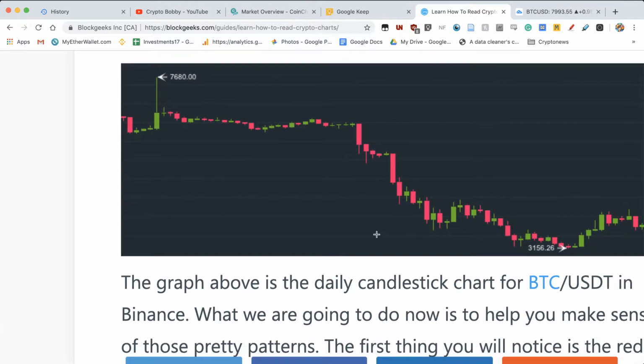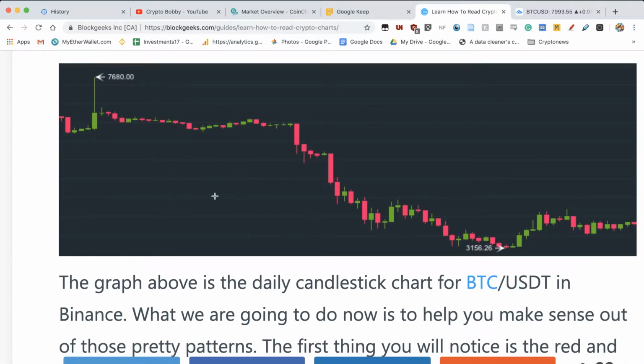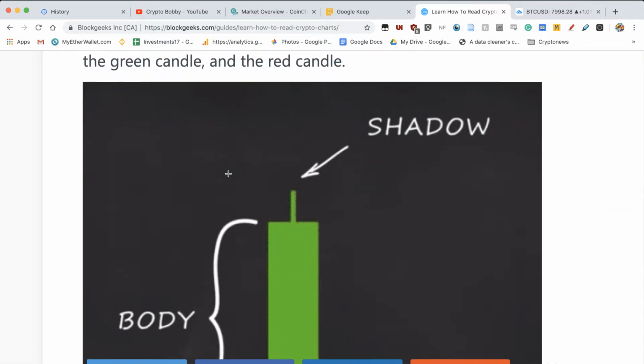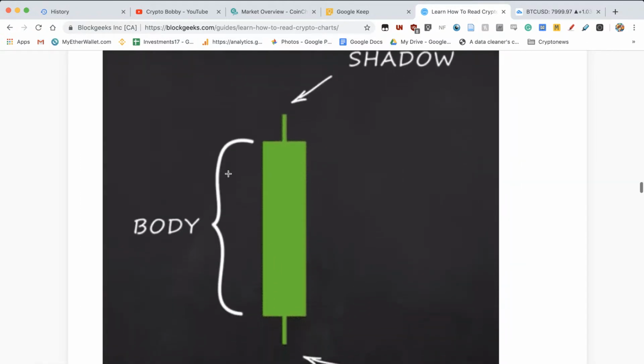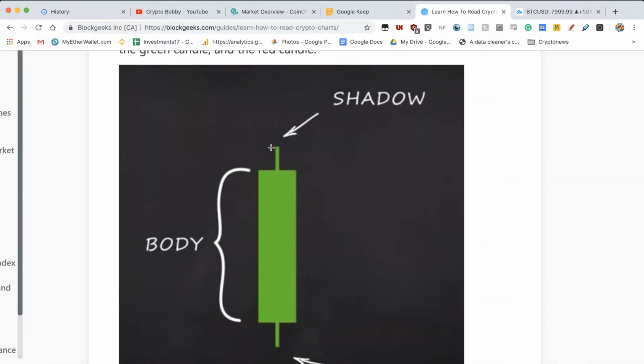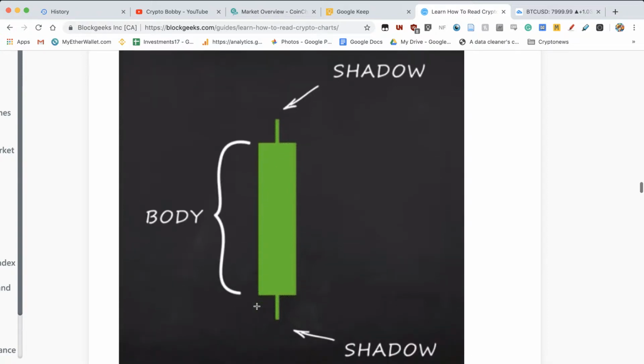This here is a candlestick chart from BTC USDT on Binance, and here is a representation of what a candle is. This one is green. I like to use the color green, as it's very often used for a bullish candle, and this is the structure of the candle. At the bottom you've got the wick, which is a shadow, and here you've also got a shadow, which is also referred to as wick, and the fat part of the candle is called the body.